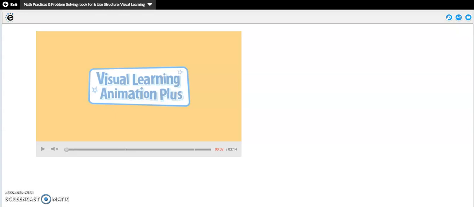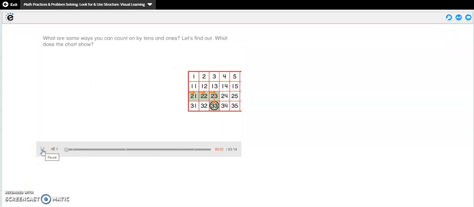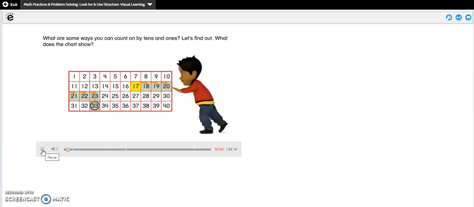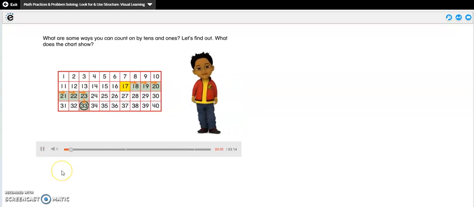Okay, today during math, we're going to be working on counting by ones and tens by using a 100 chart. First, we're going to watch a video. What are some ways you can count on by tens and ones? Let's find out. What does the chart show?